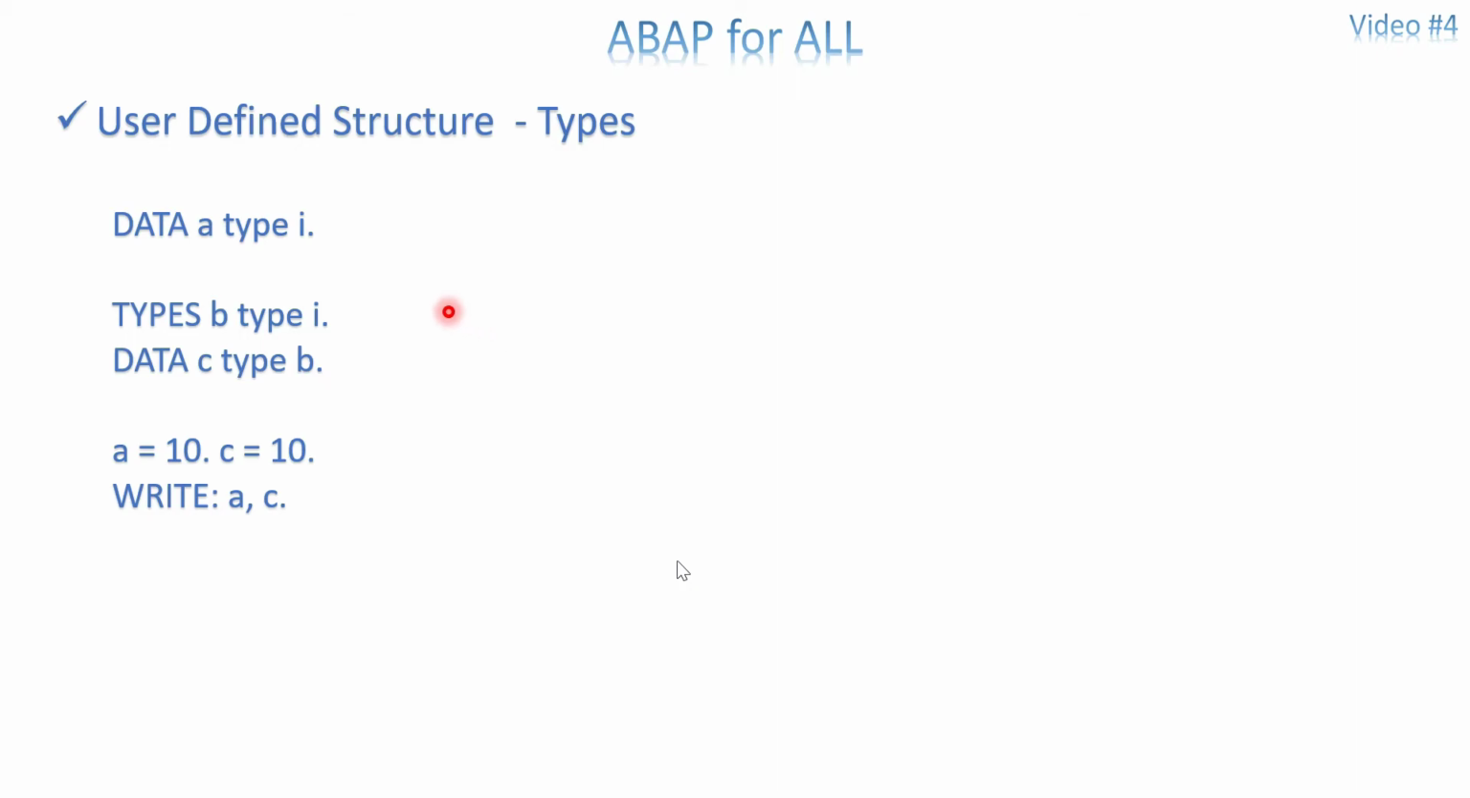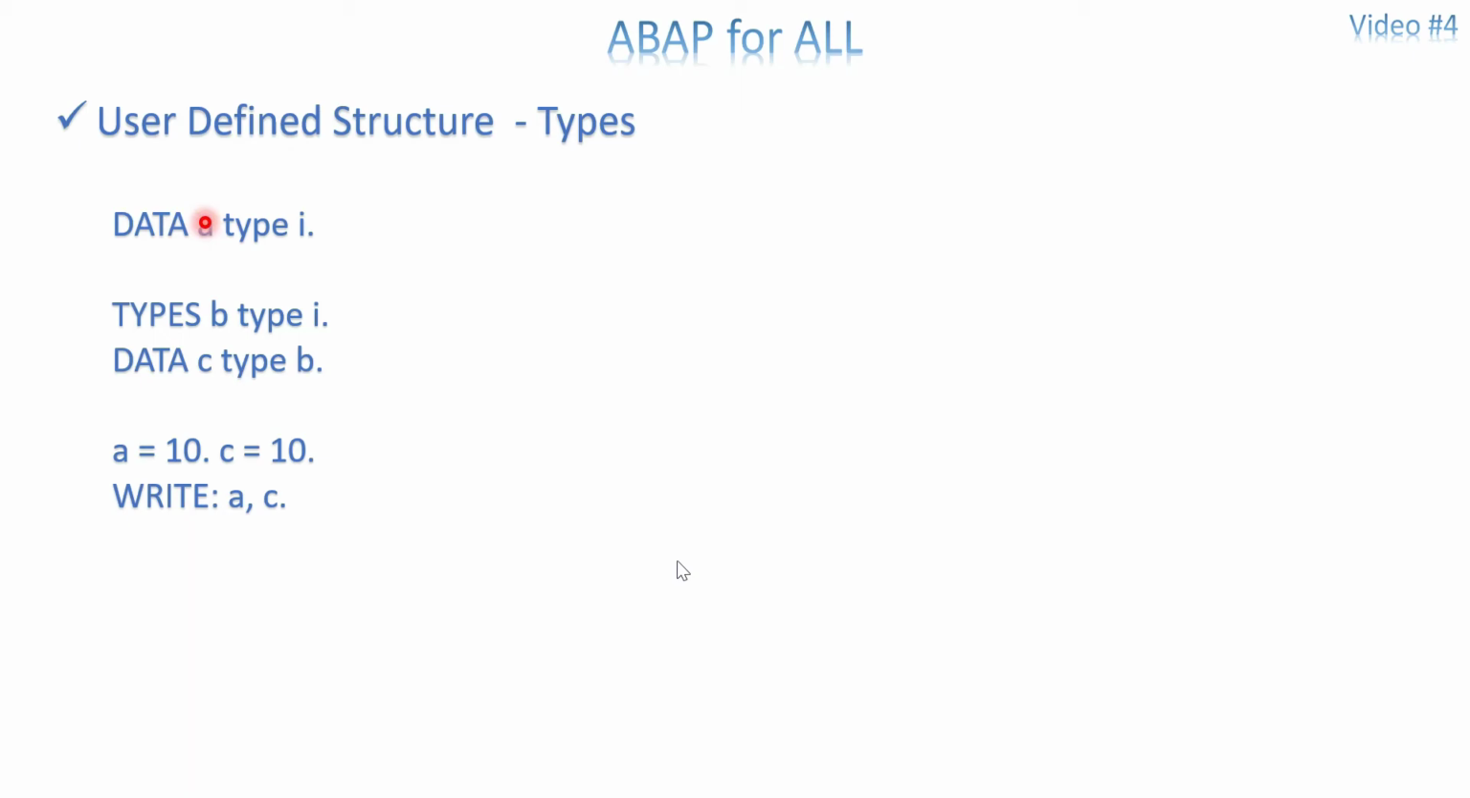I'm talking about user defined types now. For example, I have an integer data type in a map. So I'm creating data a type i. I'm doing the same scenario, same syntax, with types b type i. What happens? If you say data, it creates a variable, a medium or data object, based on the data type.